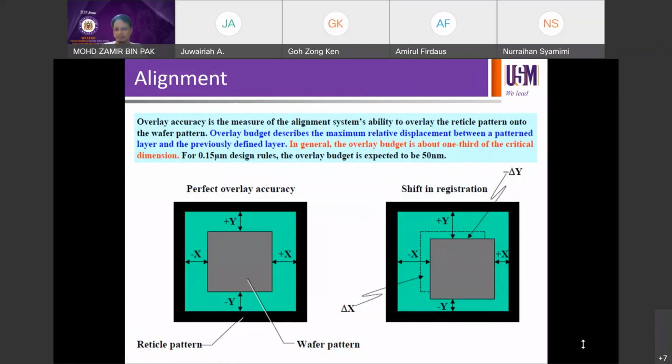Okay, can you see the slides? Okay, kan nampak? Nampak tak? Saya nampak. Alright, thank you.